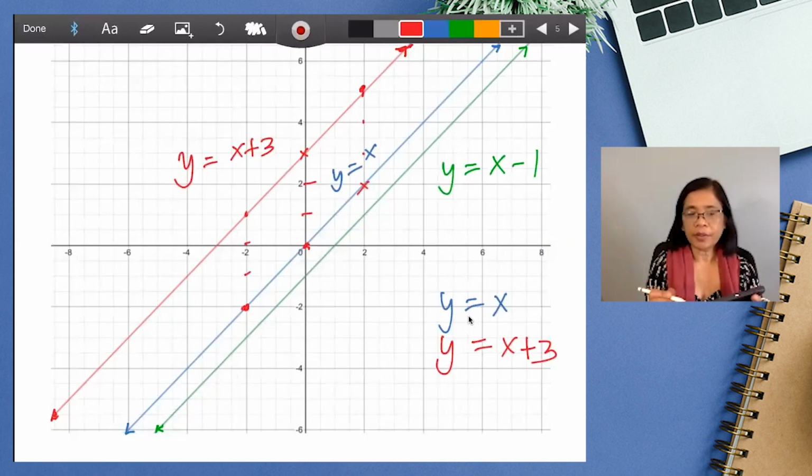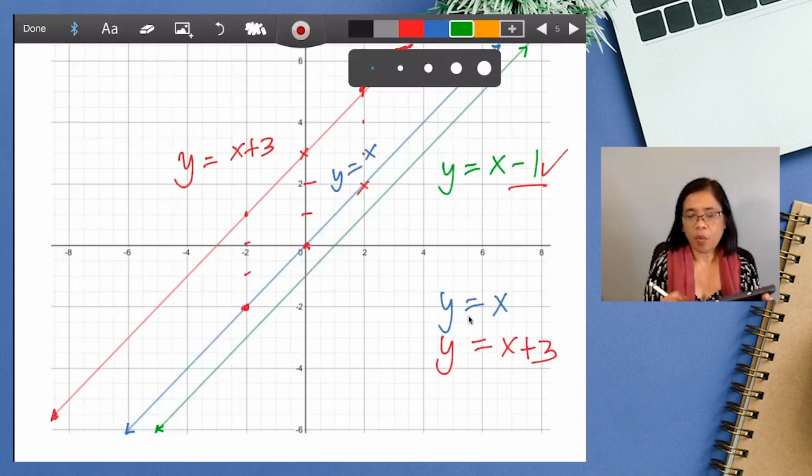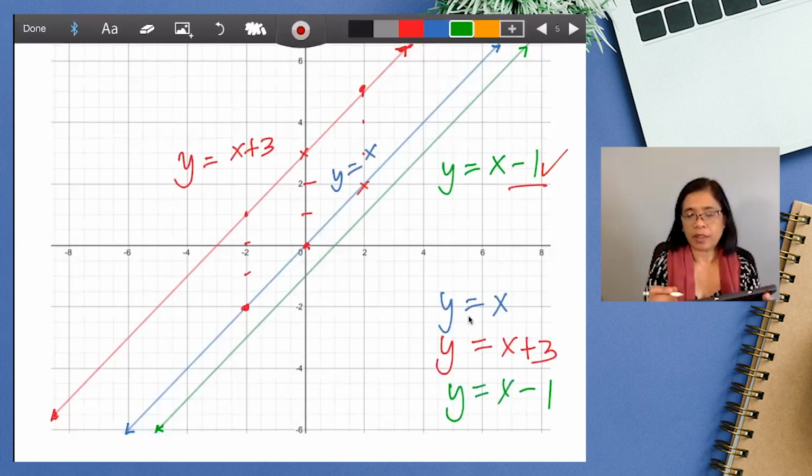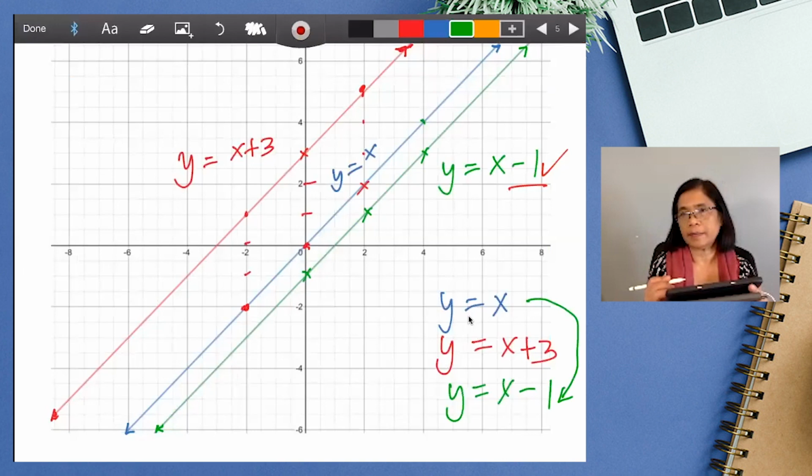In the same manner, when you have y equals x minus 1, any point on the parent function y is equal to x will be moved 1 unit down. That is your y equals x minus 1. See the transformation from y equals x to y equals x minus 1. That means move each point on the blue line 1 unit downwards. So 1 unit down, 1 unit down. This blue line moves 1 unit down on the green line.